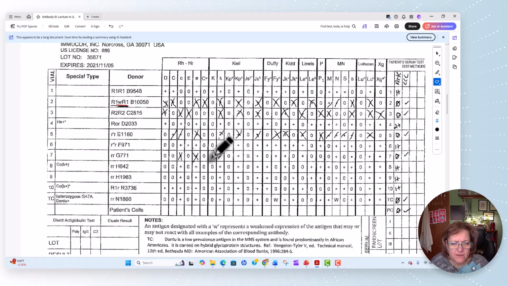I've got my KPB, I've got my JSB, I've got my Duffy B, my Kid A, my Lewis A. I got a double dose of an N and a double dose of a little S, Lewis B, and XGA. So then I got my last cell here to go down for. So no big C, but I got little c. So I'm going to do a mark there. I'm going to do a mark there.